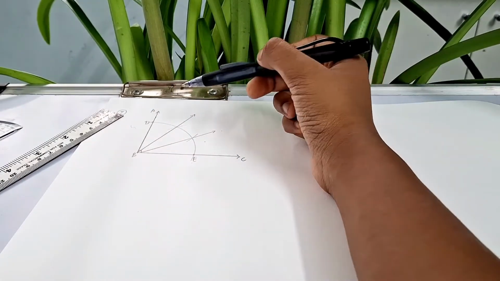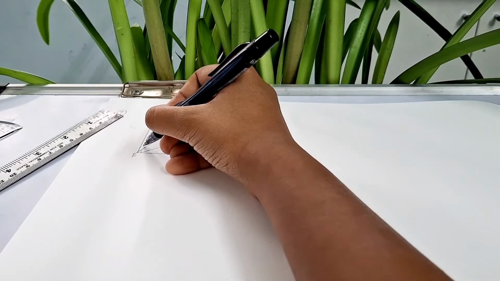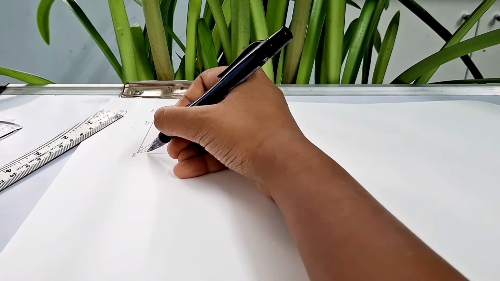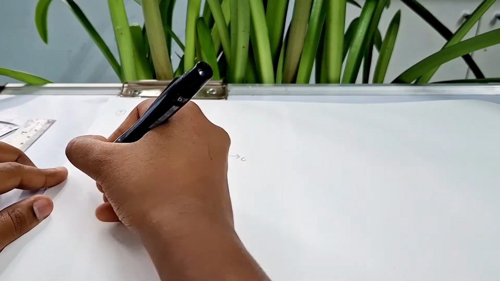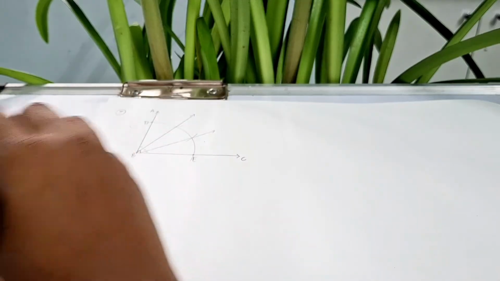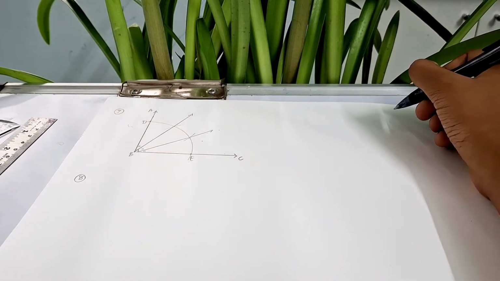So these 2 lines have divided angle ABC into 3 parts, that is 1, 2 and 3. These are the 3 parts. Let's move to construction number 8. Now from construction number 8 we start with the construction of triangles. So let me tell in brief about triangles.